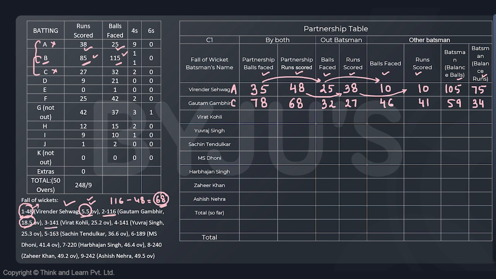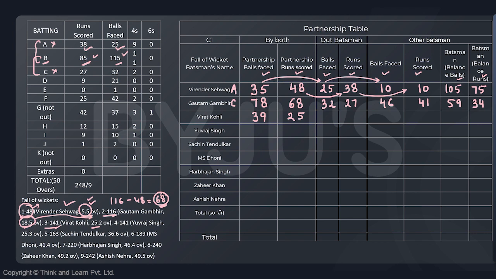The next fall of wicket was at 141 at the end of 25.2 overs. Now from 18.5 to 25.2, how many balls did this partnership last? 18.5 to 25.2 is approximately 7 overs minus 3 balls, that is 39 balls. So the next partnership was for 39 balls. And how many runs were made in this partnership? 141 minus 116 is 25 runs. So in this partnership, 25 runs were made.